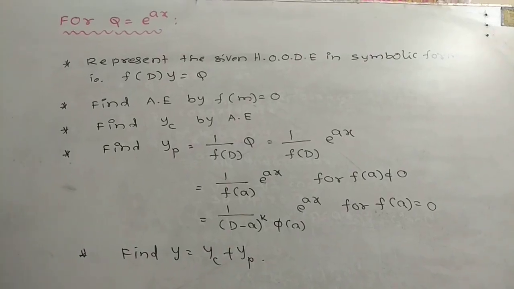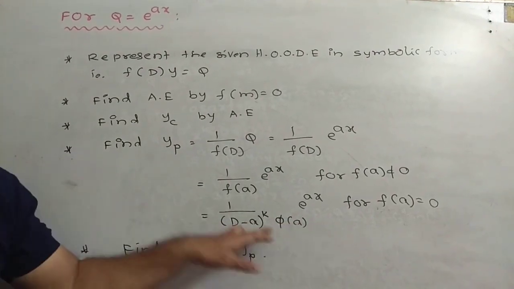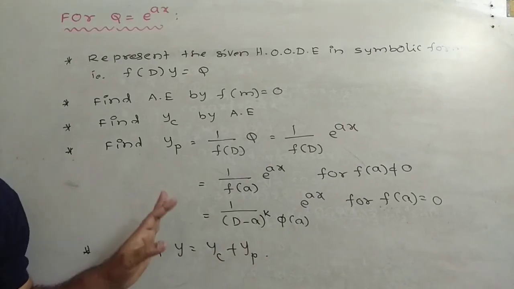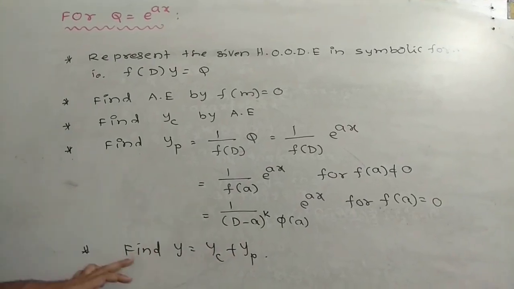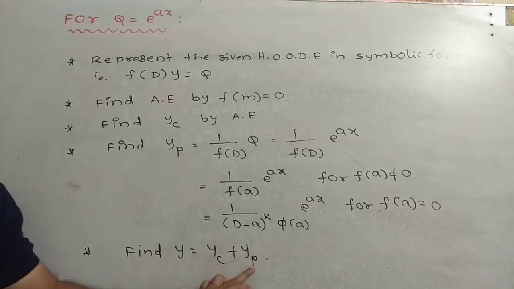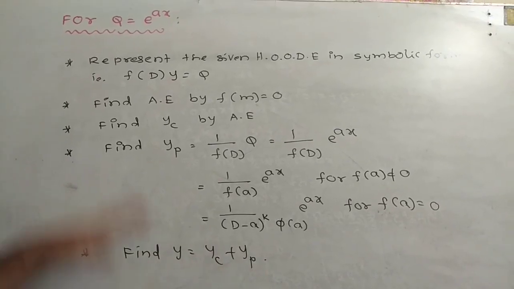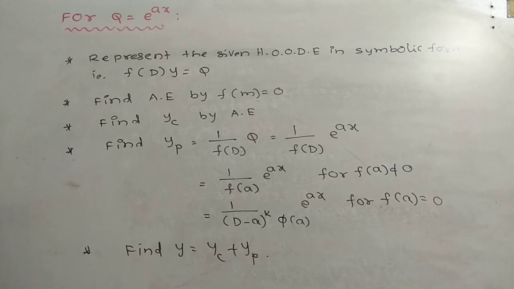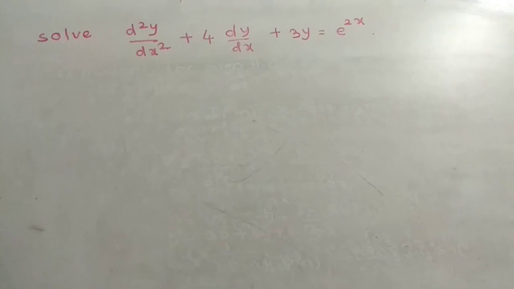When we do the problems, you can easily understand how you get the yp values. After getting yp, find the complete solution y equal to yc plus yp. This is the first procedure when the right side looks like e power ax.